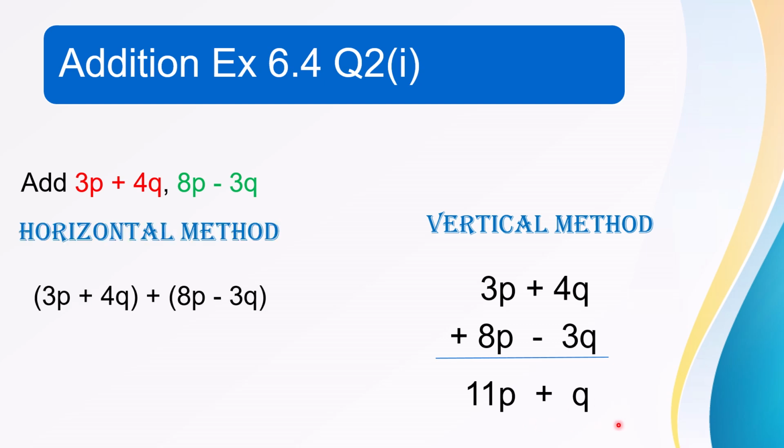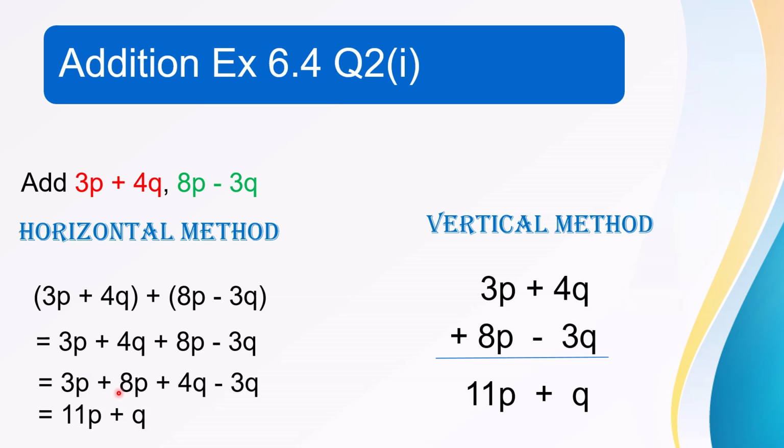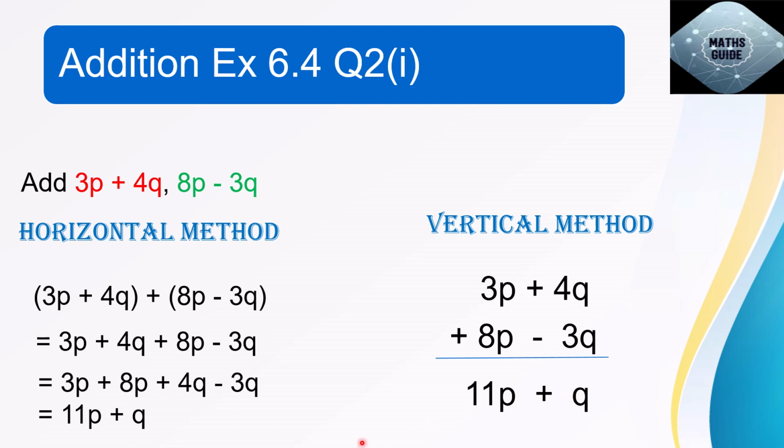In the horizontal method, we write both expressions side by side but separated by the addition symbol. And now in the second step, we will open the brackets like this. And then we will separate the like terms, like 3p plus 8p and 4q minus 3q. And again we will follow the same rules of integers. So our answer will be 11p plus q, and the answer will always be the same whether the method is horizontal or vertical.